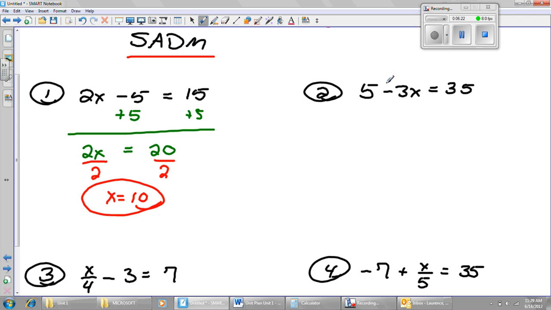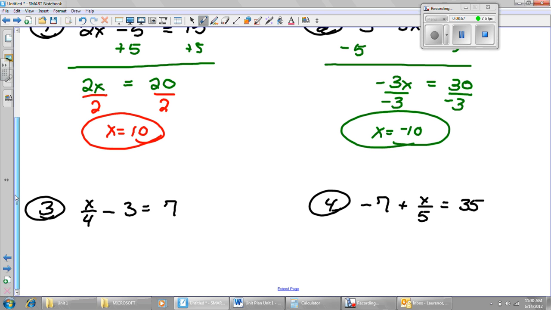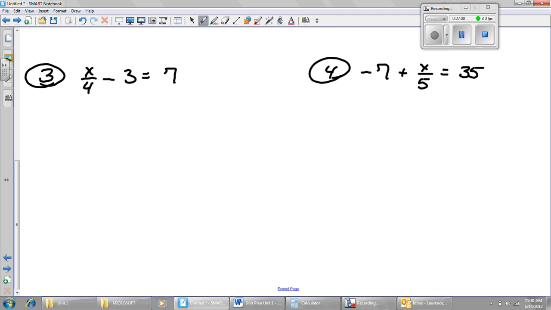Okay, now on this one, I have to get rid of the 5 first, but I'm not going to add 5 because the 5 is not being subtracted. It's a positive 5, right? So it's being added to the negative 3x. So I will subtract 5 from each side, leaving me with a negative 3x equaling 30. And then I will divide each side by negative 3. x will equal negative 10. And there we go. By the way, it's just a coincidence that the first one was 10 and the second one was negative 10. That won't always happen.